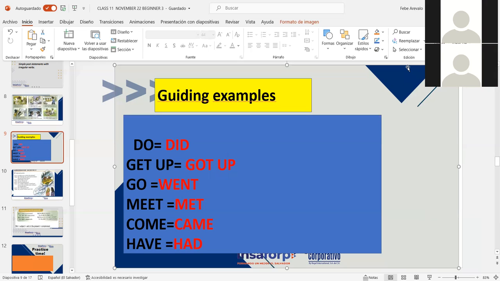Let's continue. Fatima, you are simple present. And let me check. Carla Garcia, you are simple past. Action. Do. Did. Get up. Got up. Go. Went. Meet. Met. Come. Came. Have. Had. There you go. Excellent.